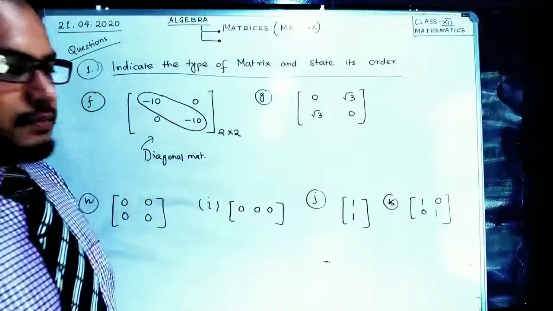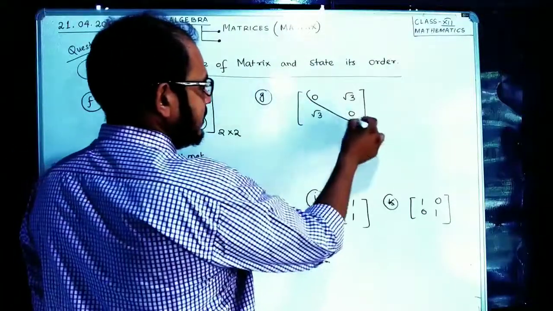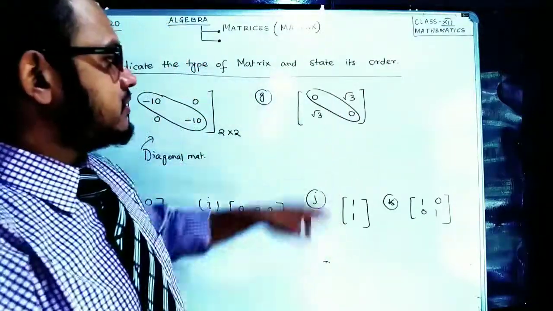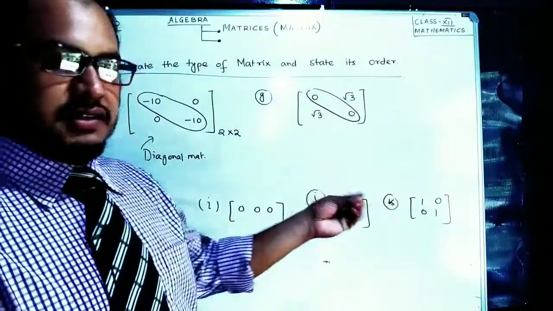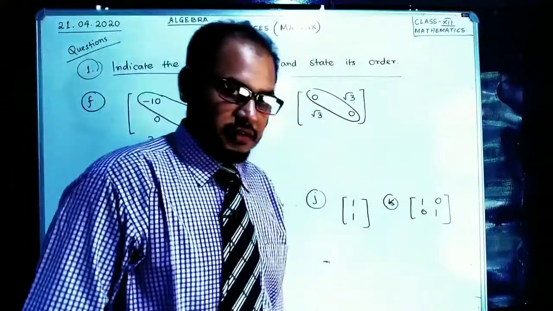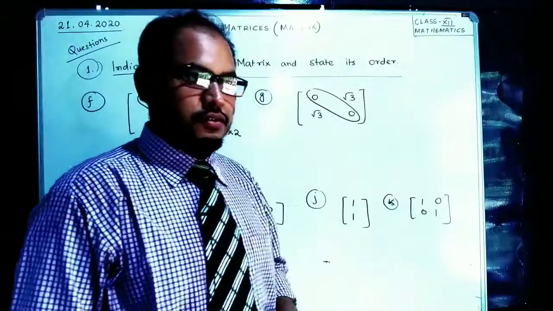Obviously it cannot be a diagonal matrix, because this is the diagonal, but the off diagonal elements are not 0. It cannot be a scalar matrix because it is not a diagonal matrix. It cannot be an identity matrix as well. It is also not a 0 matrix. So what is the type of this matrix?